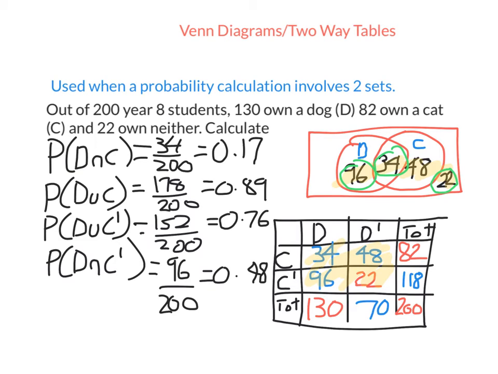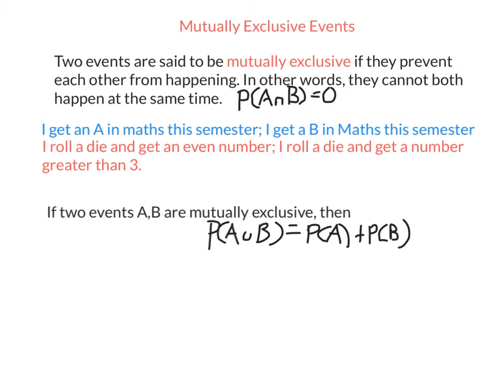Let's move on to mutually exclusive events. So two events are mutually exclusive if they prevent each other from happening. So mutual means they act on each other in the same way. Like if you and a girl both like each other, you say the feeling's mutual. Exclude means to stop something from happening. So mutually exclusive, they stop each other from happening. In other words, they cannot happen at the same time. So if I have two events, A and B, they are mutually exclusive if the probability they both happen is equal to 0.